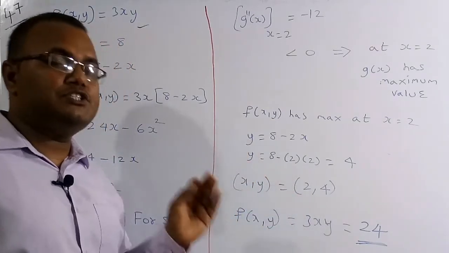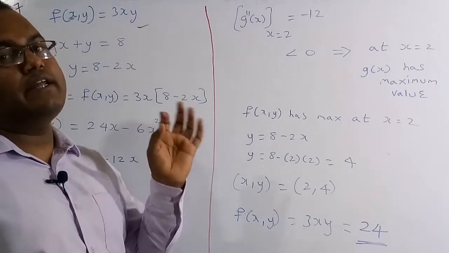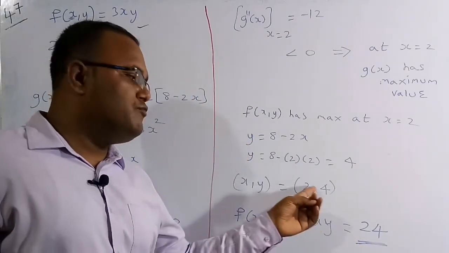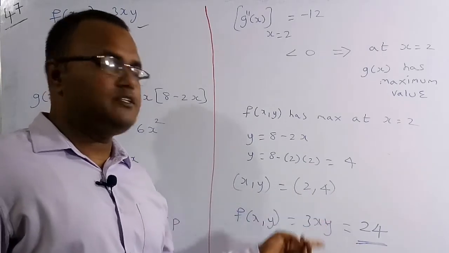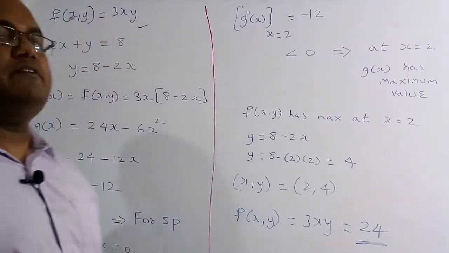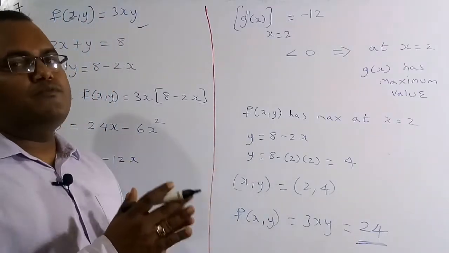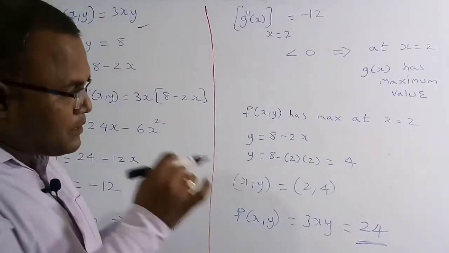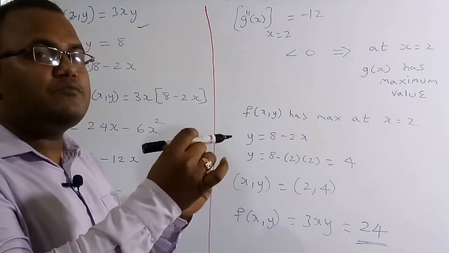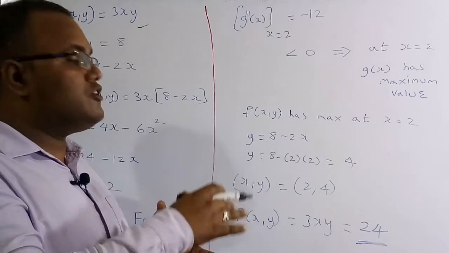At this point, which lies on the line, we are going to get the maximum value of the function. So f of x comma y is equal to 3xy. We know the value of x, we know the value of y. Substitute here, and if you do the product, we are going to get 24. So simply we can say that 2 comma 4 lies on the line, and at that particular value of x comma y, if you substitute in this function, we are going to get the maximum value of the function.